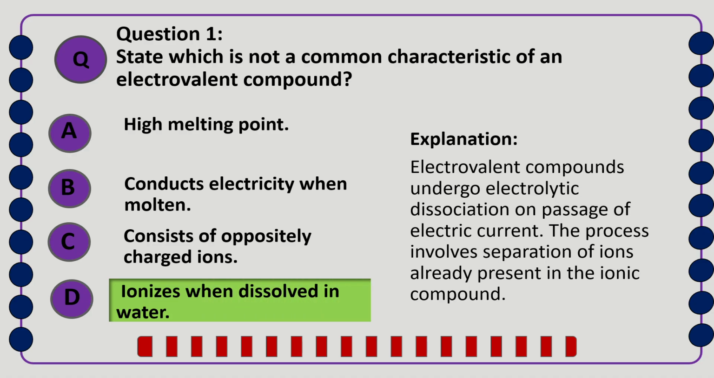Let's take the explanation. Electrovalent compounds undergo electrolytic dissociation on passage of electric current. The process involves separation of ions already present in the ionic compound. Kindly make the definition of ionization and dissociation clear. Let's move on to the next question.